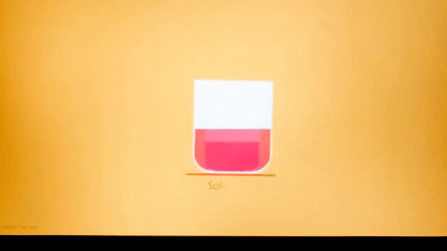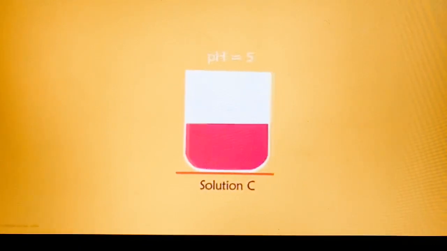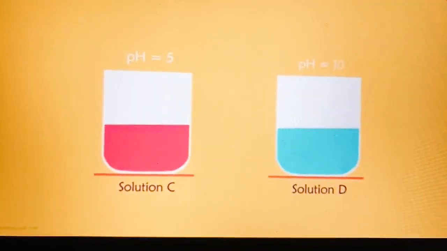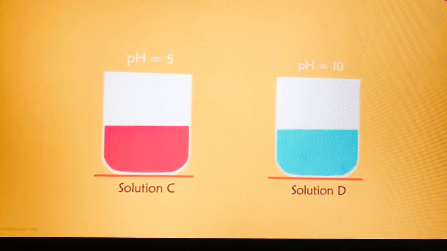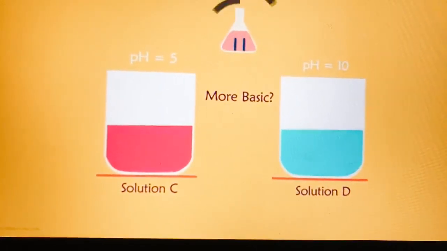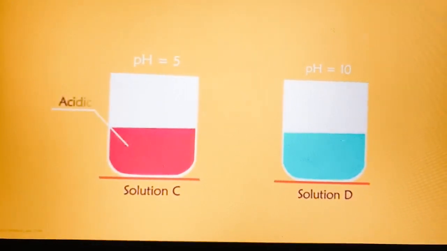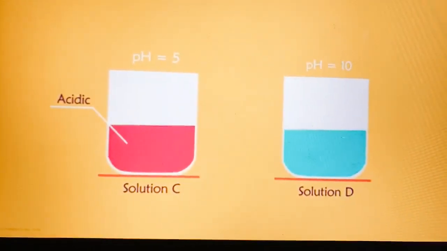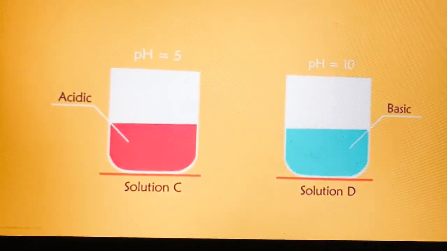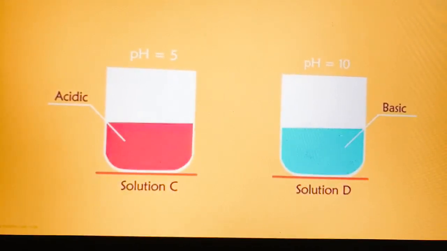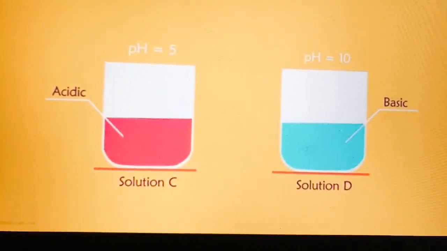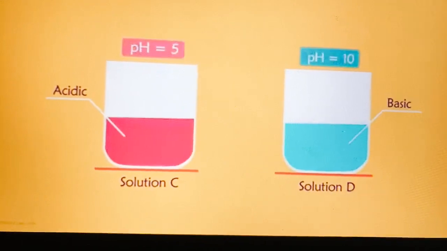Here's another one. Solution C has pH of 5 and solution D has a pH of 10. Which one is more basic? Note that solution C is acidic and solution D is basic. So relatively, solution D is more basic and we can see that its pH is higher too.